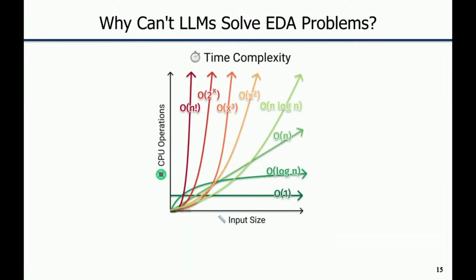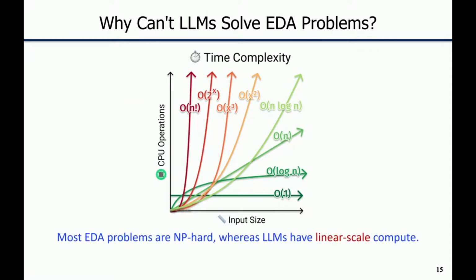The other reason is that most EDA problems are NP-hard, right? So of course we are going to use all sorts of heuristics to solve it. But for these complex problems, one property is that the difficulty of solving it is directly proportional to the size of the problem, right? So it can be n squared, it can be n log n. But LLMs are very different, right?